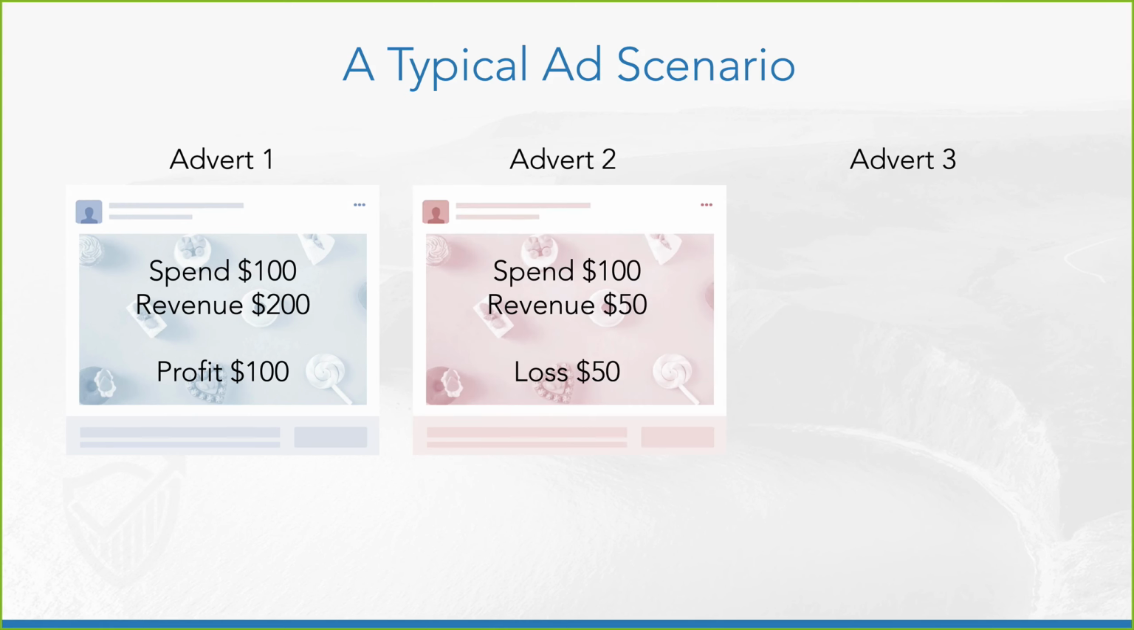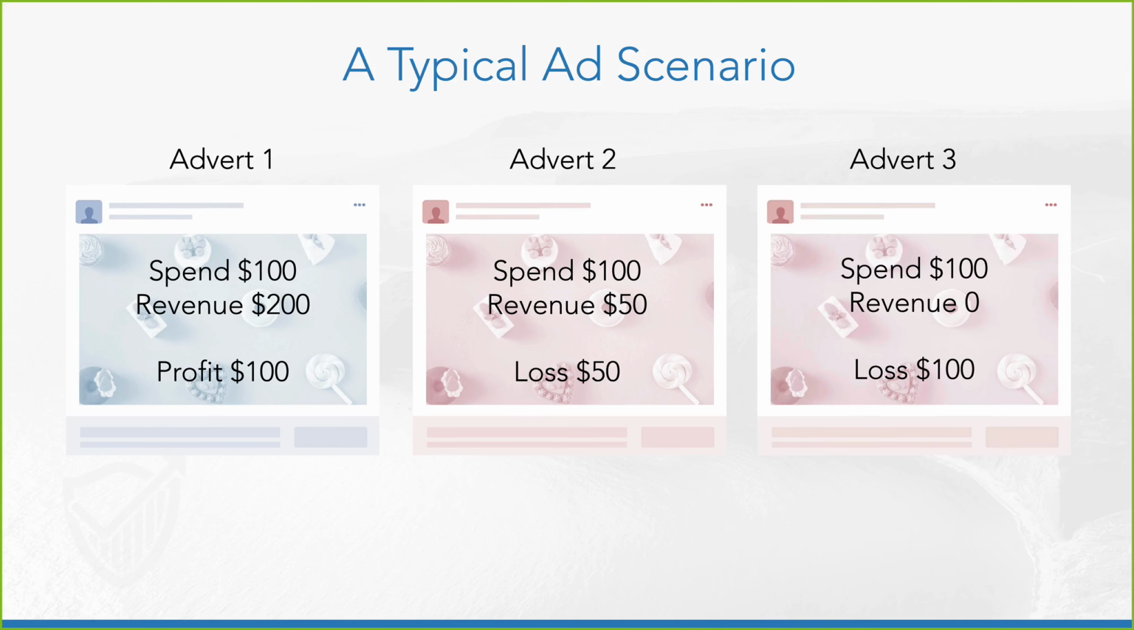But unfortunately, we've got advert 2 and advert 3. Advert 2 has spent $100 but only made $50 in return. Maybe we got one $50 sale from $100. So in terms of advert 2 in isolation, we've lost $50. Then we've got advert 3, which sucks even worse, because we've spent $100 on that as well, but we didn't make any sales, and therefore we lost $100.